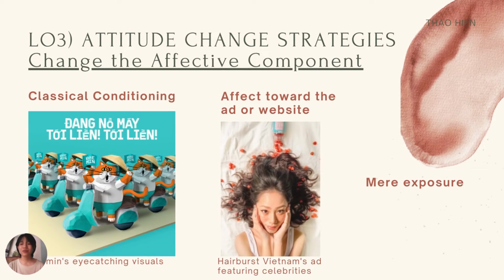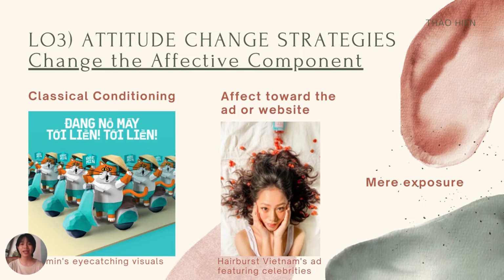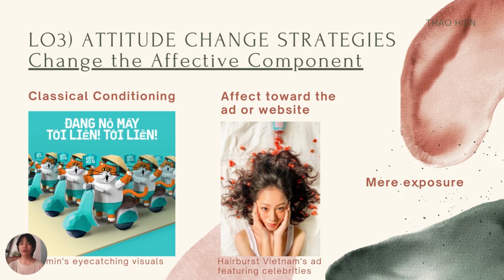Next, marketers would also consider changing the affective component. One way to do so is to use classical conditioning, which is to pair the brand with a favored stimulus. Adapting to this, Batman has paid meticulous attention to eye-catching visuals, which are actually rewarding because they are so unique. Another way is to affect attitude toward the advertisement or the website.